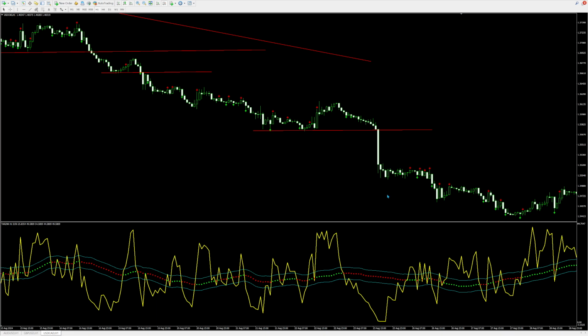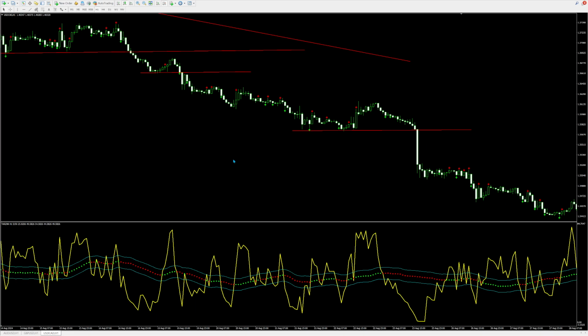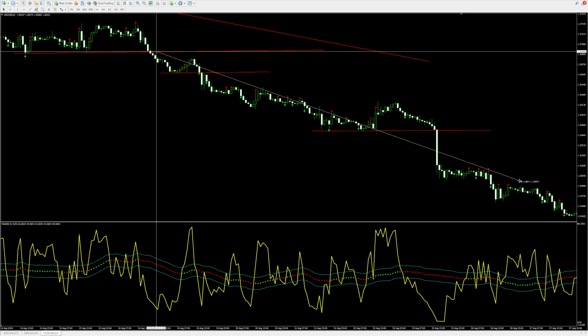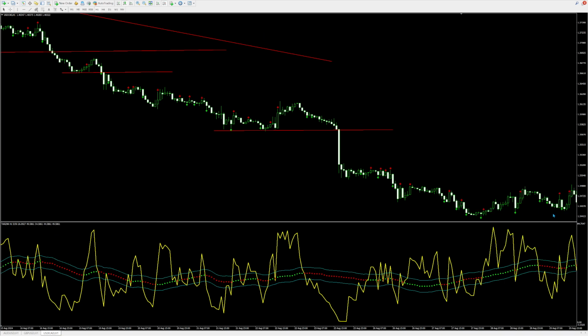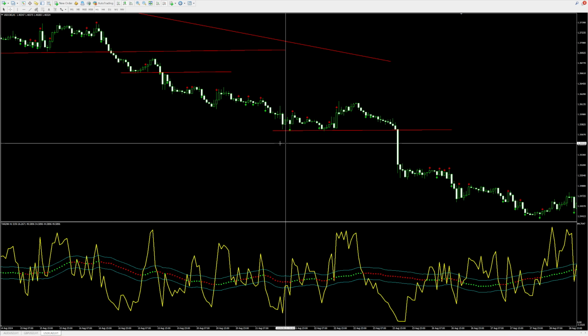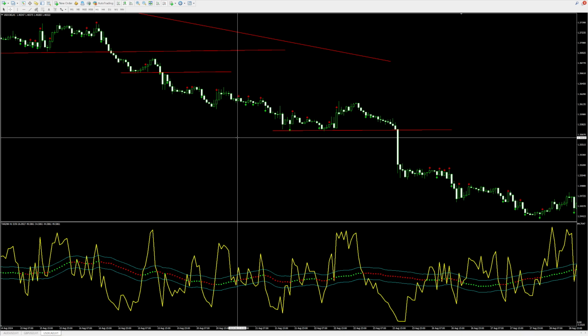Pullback, breakout, no coincidence, big breakout candle, lots of pips to be made. If you would have taken this first breakout up here, you're looking at around 250 pips potential. Again, break even, trailing stop. You can close part of the position as well if you want to bank some pips on the way down.